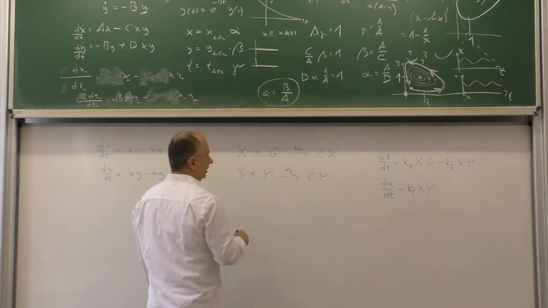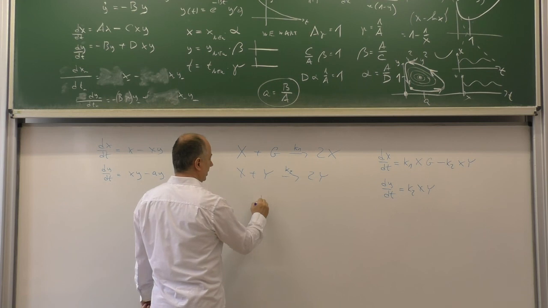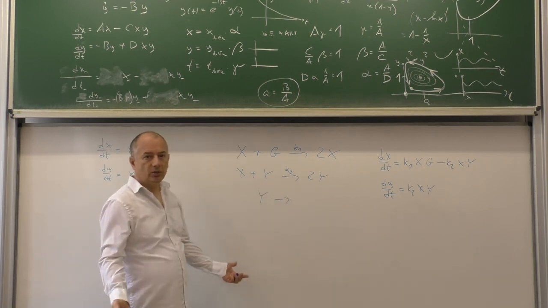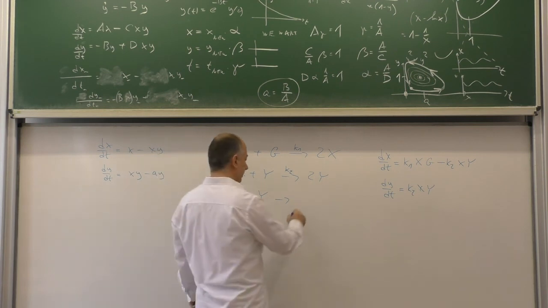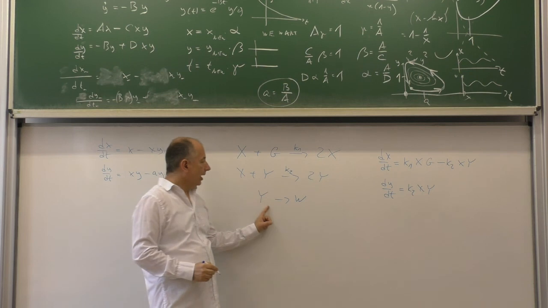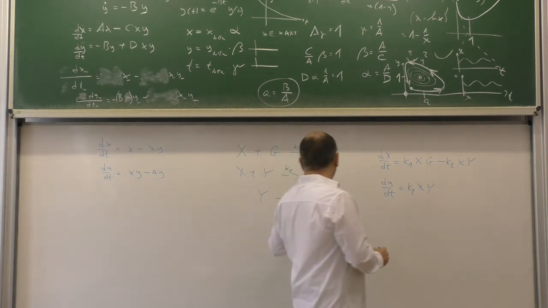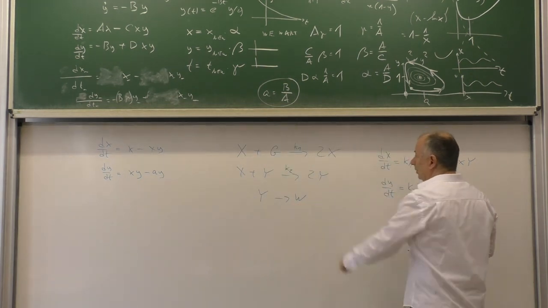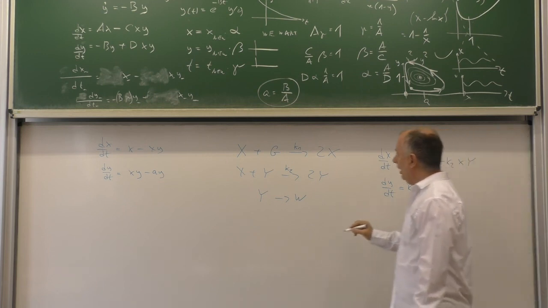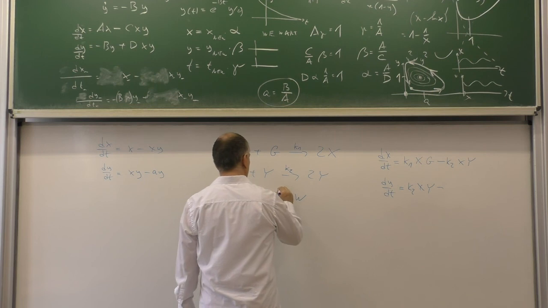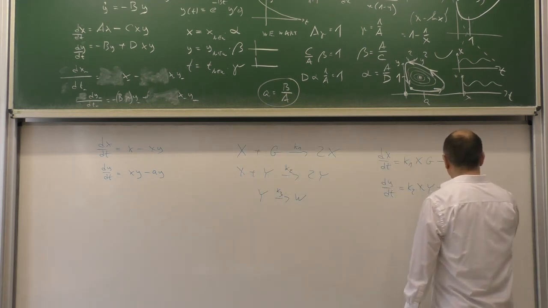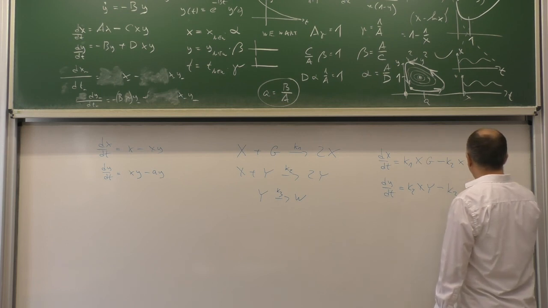And the third process is that the molecules of Y decay into something that we can call waste. Let's call it W as waste. And then the concentration of Y decreases due to this process, so we write minus. And if we denote the constant K3, then this is minus K3 times Y alone.